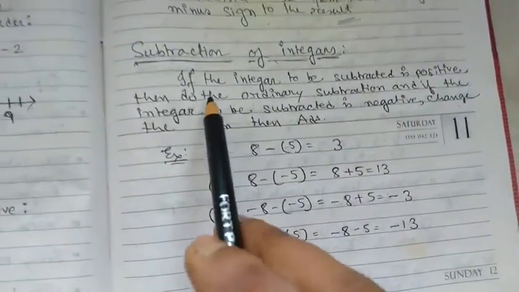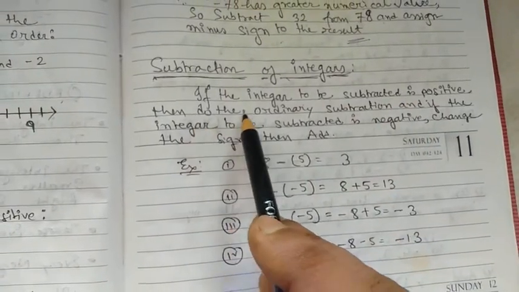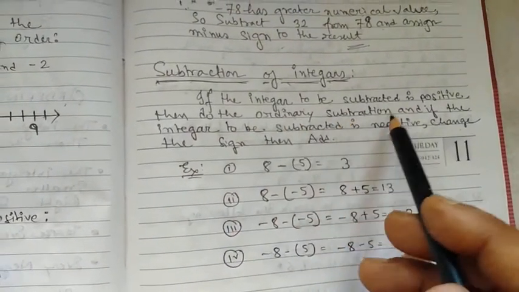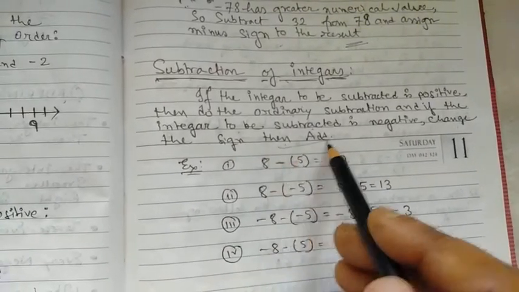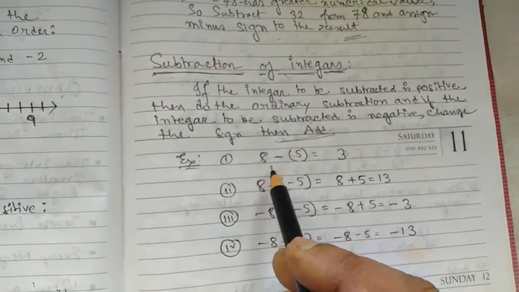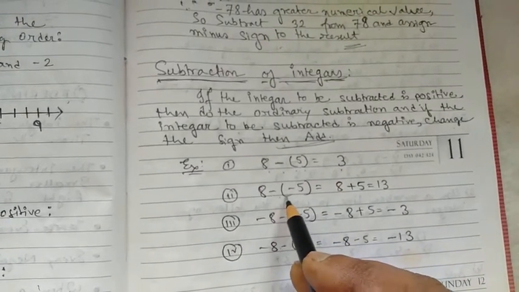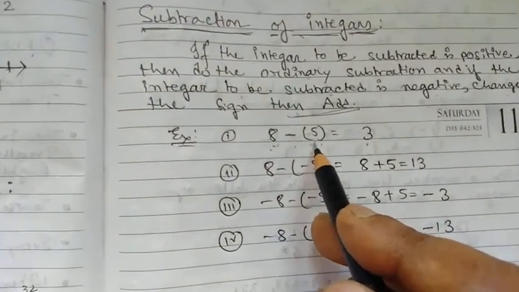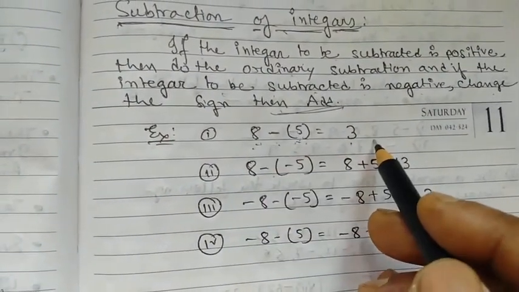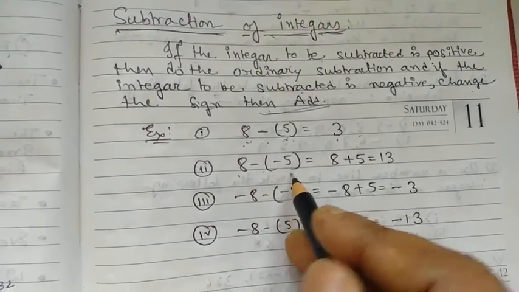Then subtraction. If the integer to be subtracted is positive, then do the ordinary subtraction, and if the integer to be subtracted is negative, change the sign, then add. First example, 8 minus 5 equals 3. Then 8 minus minus 5. Here 8 and 5 both are positive numbers, so it is simple subtraction. Here one is positive and one is negative.